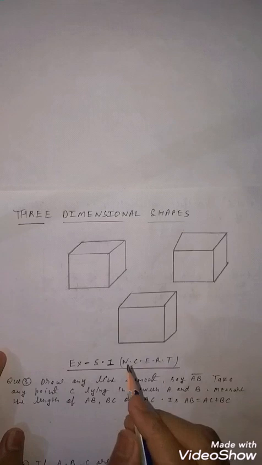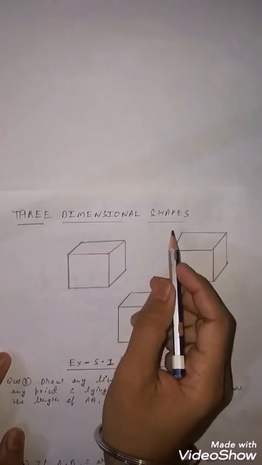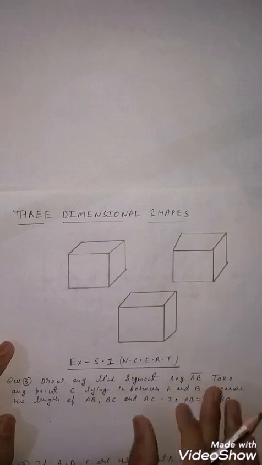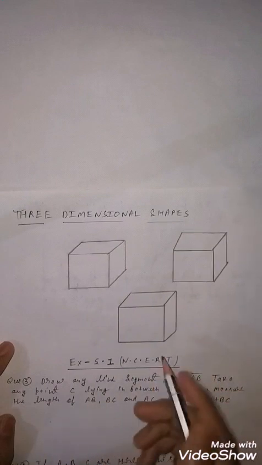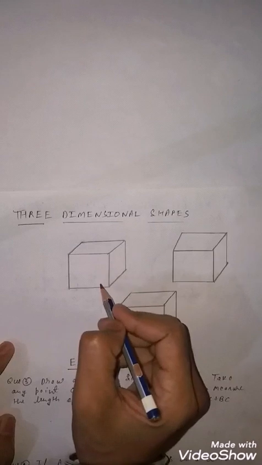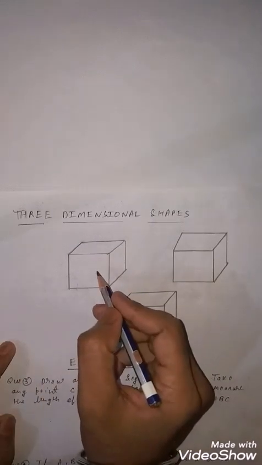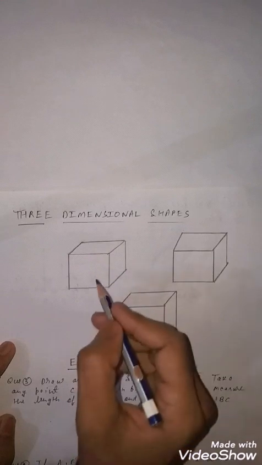Today we will discuss the one topic which I did not discuss in the previous video, that is three-dimensional shapes. This is the last topic of chapter 5, and after this, we will start the exercises. Now, here you can see there is a cube. A cube has three things: vertices, edges, and faces.